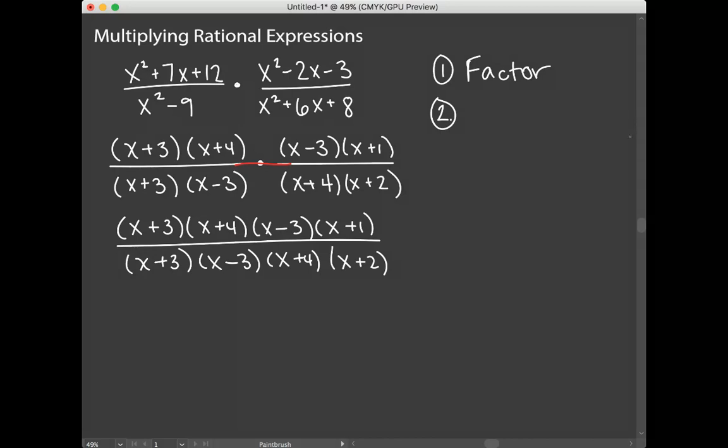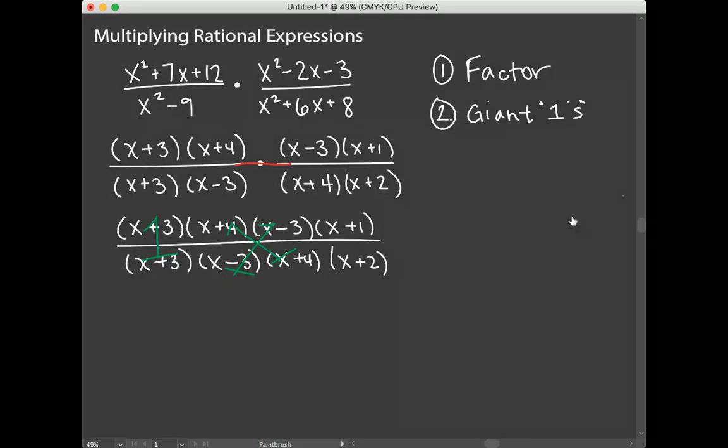Okay, the next step is that we want to look for giant ones. So we want to make ones so that we can simplify this problem. Anywhere we're multiplying by 1, we don't actually need to be doing it. So if we look here, x plus 3 over x plus 3 makes 1. X plus 4 over x plus 4 makes 1. And x minus 3 over x minus 3 makes 1.